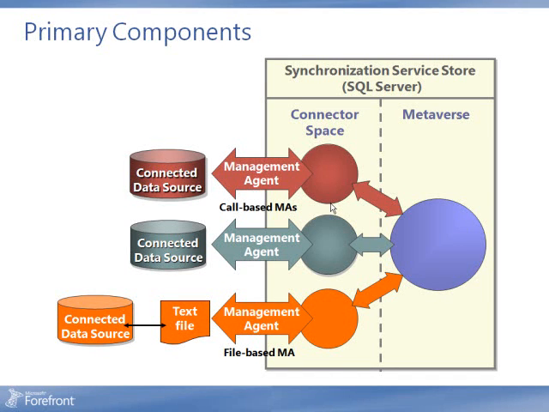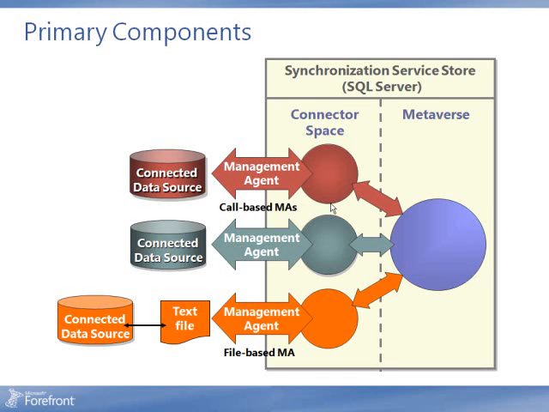The connector space is essentially a mirror of, or at least a version of, the related data source, with each object in the data source having a corresponding entry in the connector space. The connector space does, of course, not contain the source object itself. It contains a subset of the object's attributes, the ones we're interested in, as defined by the MA.